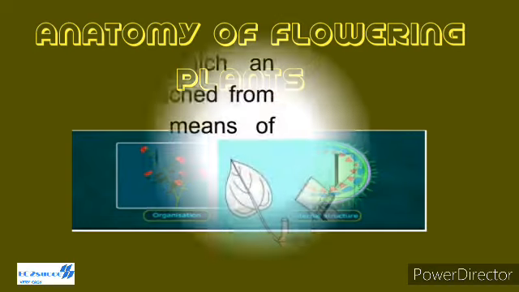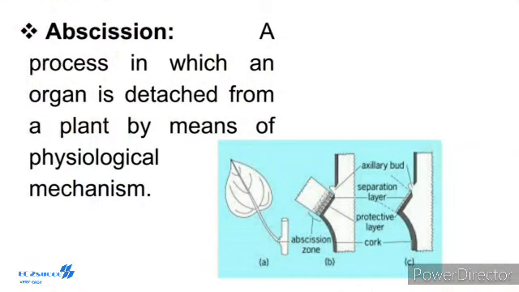Important terms. Abscission. Abscission is a process in which an organ is detached from a plant by means of a physiological mechanism. The process of shedding of leaf, fruit or flower by a plant is called abscission. The shedding of plant parts takes place by the formation of a special layer of cells called the abscission layer within the region of attachment. The middle lamella between certain cells in this layer is often digested by polysaccharide hydrolyzing enzymes such as cellulase and pectinase.